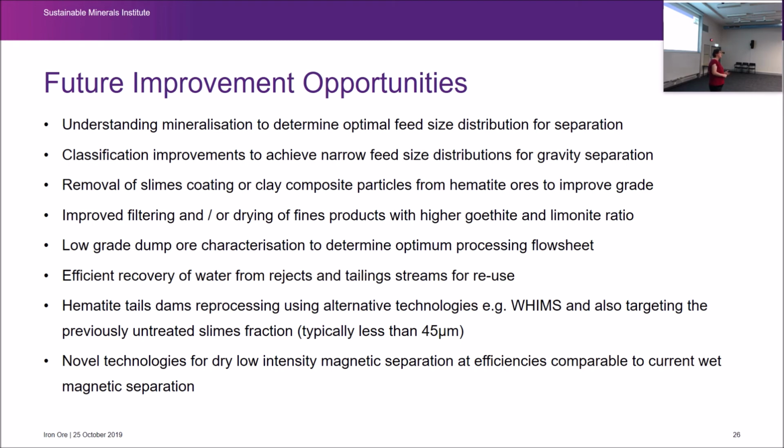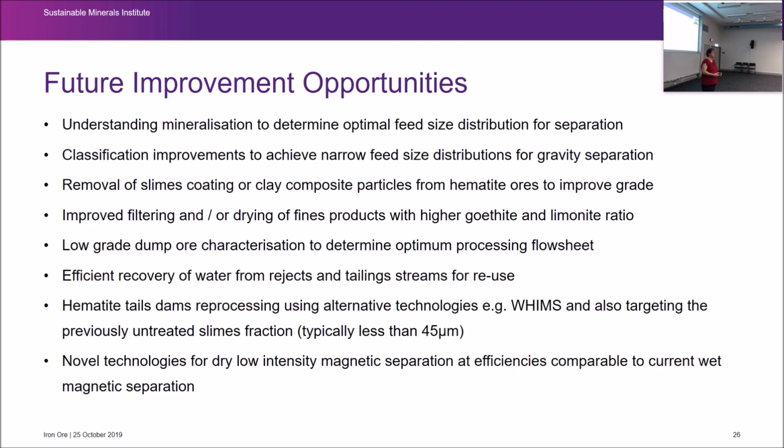As we go into lower grade ore bodies with more difficult mineralization, your goethite and limonite content goes up, and you'd also see a lot more clay type minerals. The removal of slimes coatings on your valuable mineral particles, as well as breaking down of composite clay particles, is going to become really important going forward to maintain product grade. And classification improvements will always be key. The tighter your size distribution, you limit the amount sizing has an impact on your separation process, especially for gravity separation.